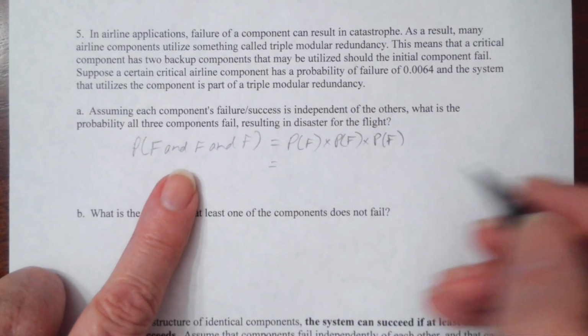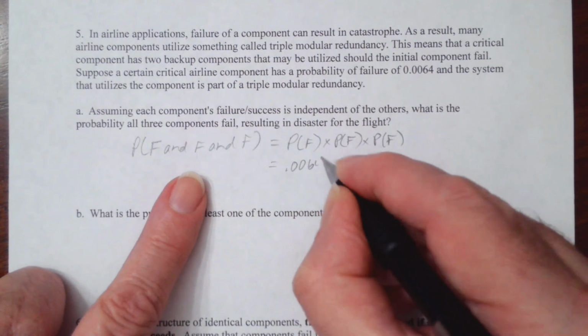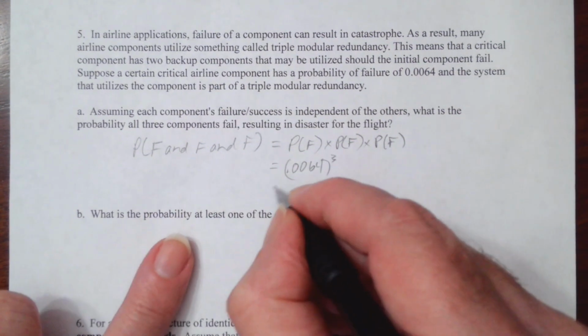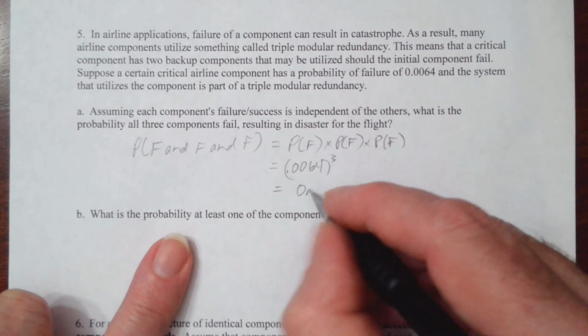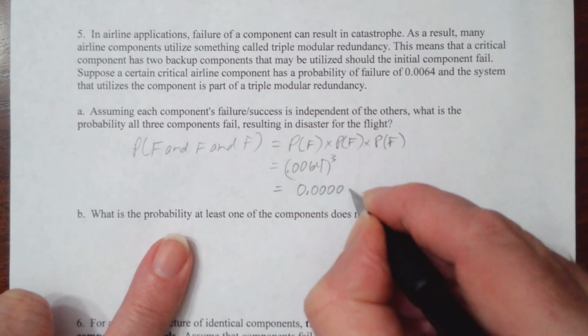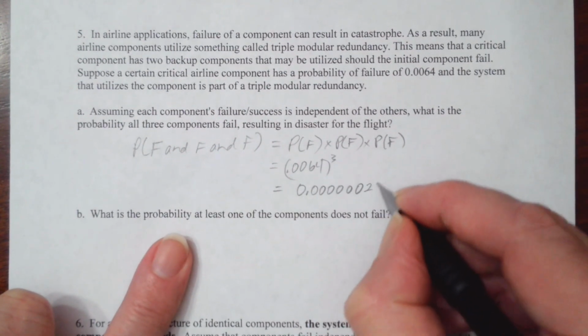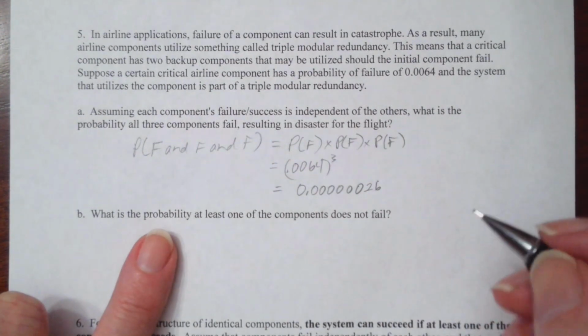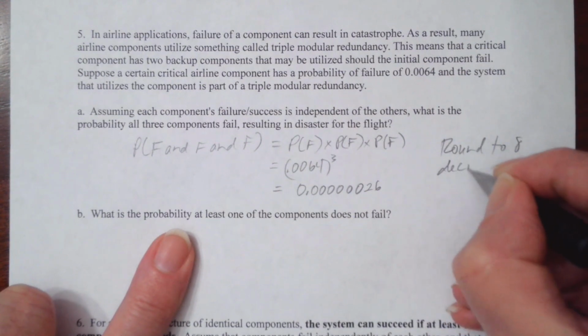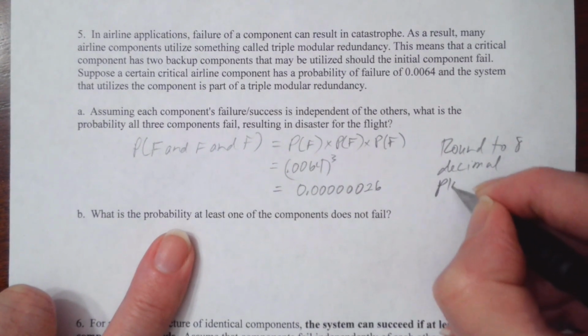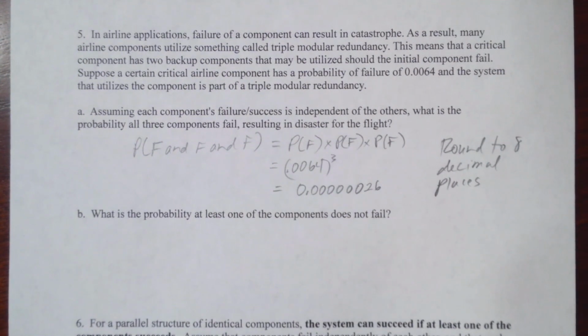Well, the probability that they fail is 0.0064. So we're basically taking that to the 3rd power, and we get a very small number. It's 0, and it's going to be 6 zeros, 1, 2, 3, 4, 5, 6, and then a 2, 6. So that's what you should get if you round to 8 decimal places, which is what you'll do in the homework. So that's the probability that all 3 fail. So it's a very small chance, which is what you want when you're dealing with a plane flying.